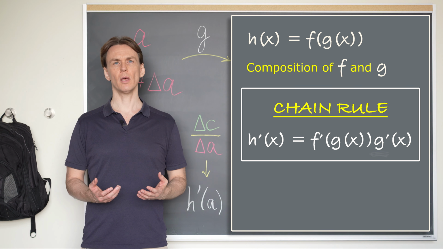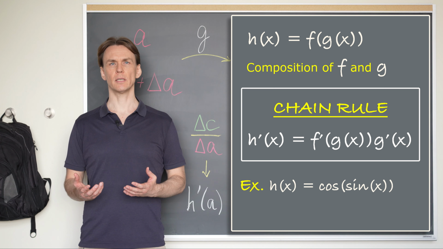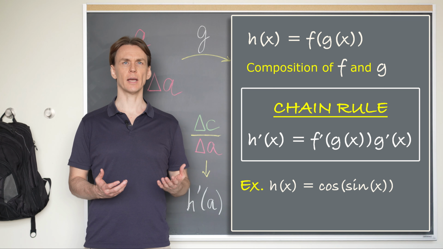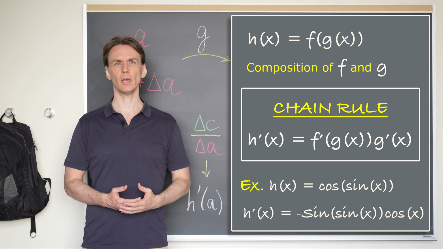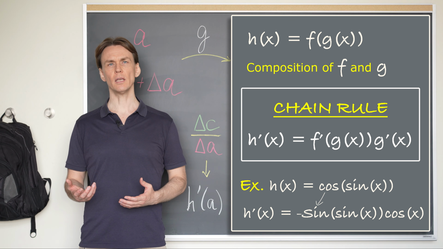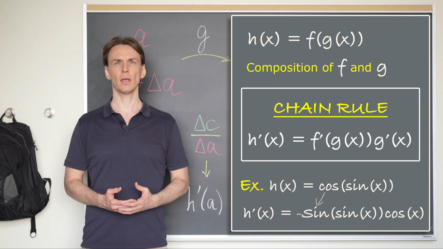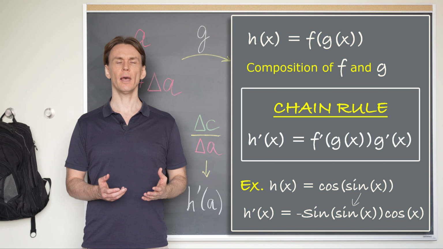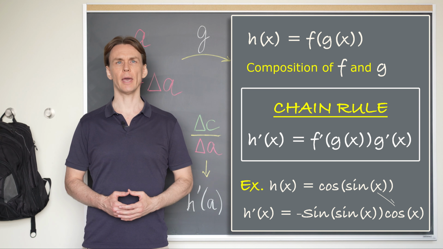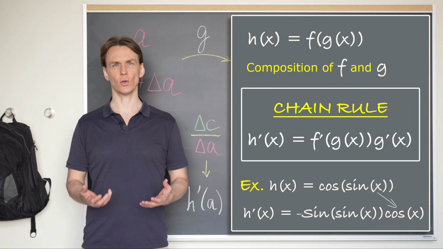So for example, if you take cosine of x and you plug in sine of x inside, then the derivative of this composition will be the derivative of the cosine, which is minus sine, and inside you still keep the sine of x, and then on the outside you multiply by the derivative of sine, which is cosine of x.